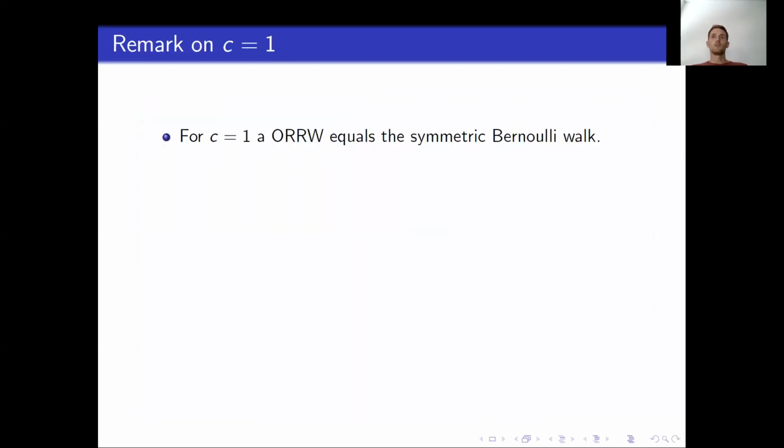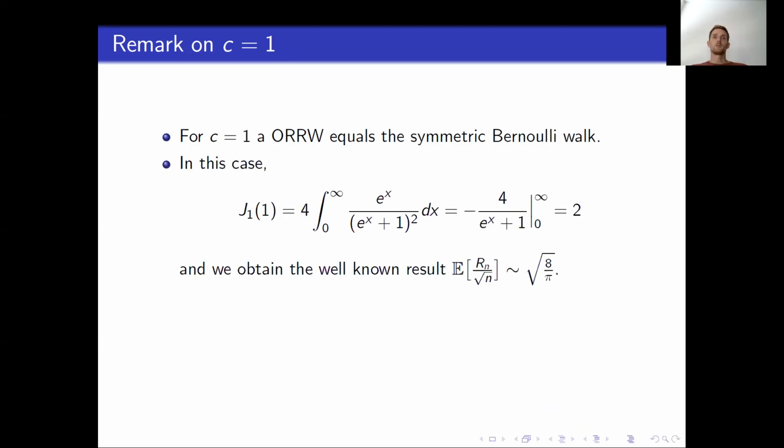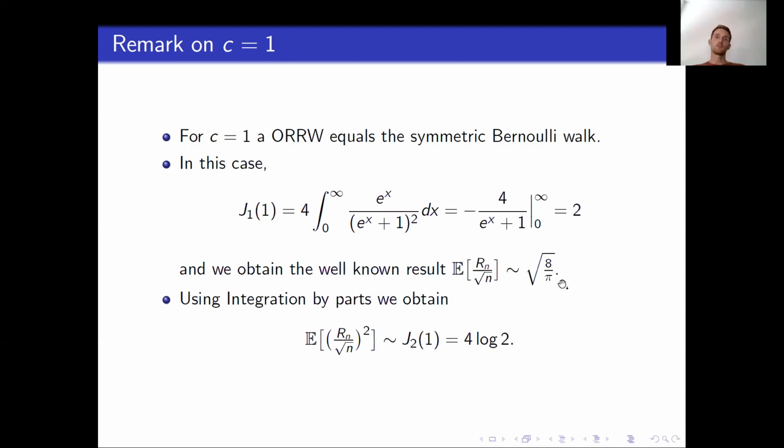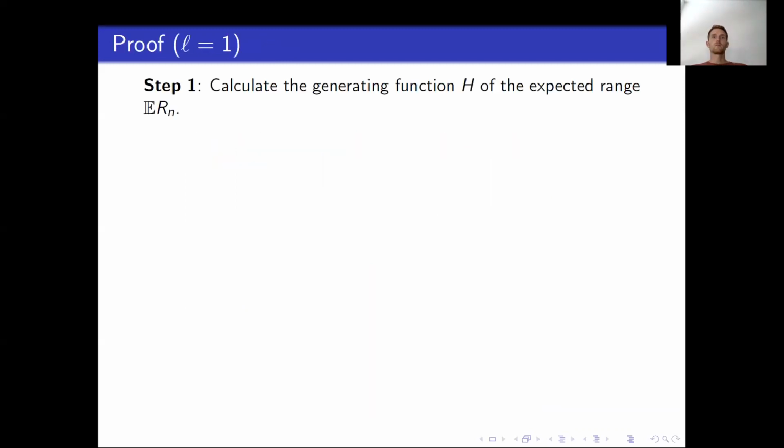One more comment on the special case c equal to 1. For c equal to 1, we have a symmetric Bernoulli walk. And of course, we have results on the range of the symmetric Bernoulli walk, and we can replicate these results as special cases of the theorem. And we can verify what we did here. So, for example, if we calculate J1 of 1, this is 2, and we obtain a well-known result about symmetric Bernoulli walks. And we could also do this for the second moment.